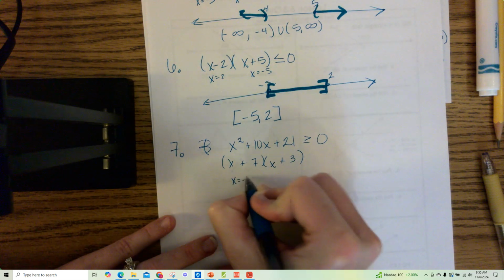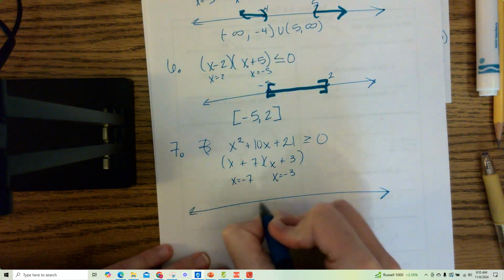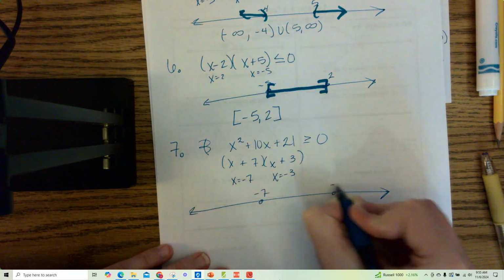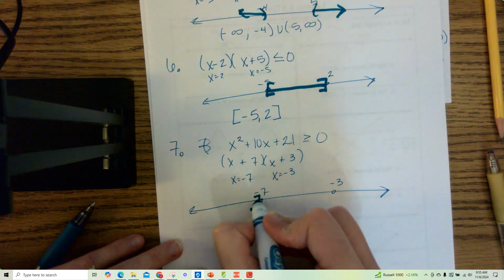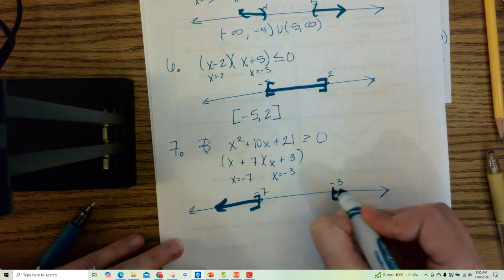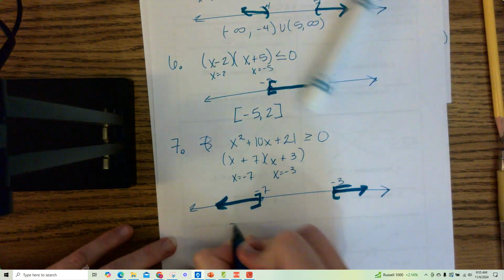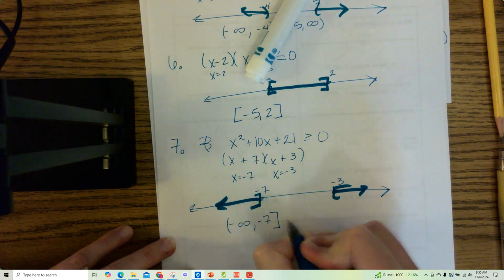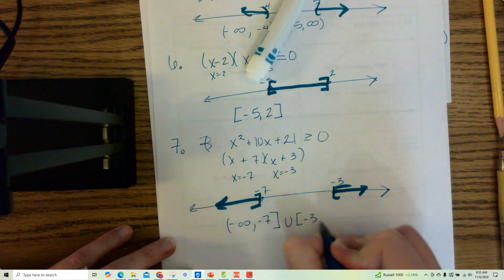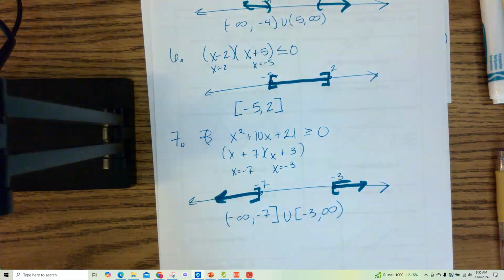So this one, x equals -7, x equals -3. This one is still brackets, but it's going out, and it's a union. So this one would be negative infinity. Now that one still gets a parenthesis. The -7 and the -3 are what gets the bracket. Infinity always gets parentheses.